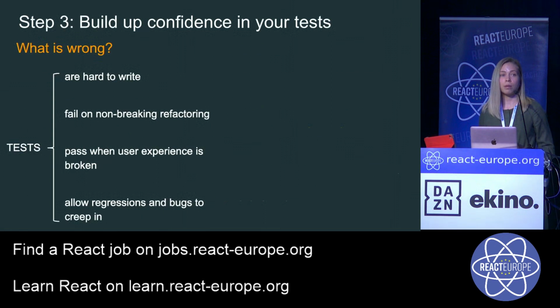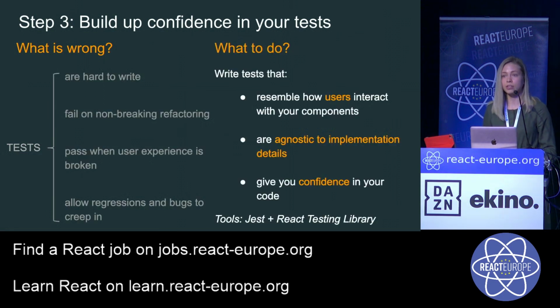Step number 3, build up confidence in your tests. If you have tests that are really hard to write, that do fail when you make some non-breaking refactoring, or you have renamed your component, or you have changed something internally which has no effect on user experience at all, your test should not fail. But worse, if your tests are passing when user experience is actually broken, and generally they allow bugs and regressions to creep in, then you probably would not be confident shipping every change you make to production without doing manual testing.